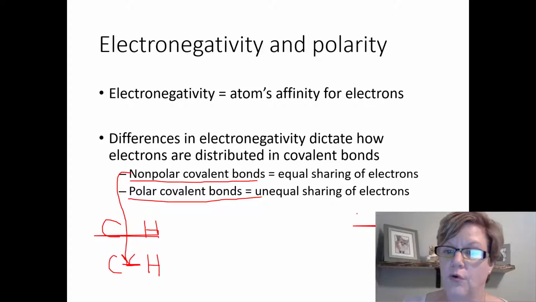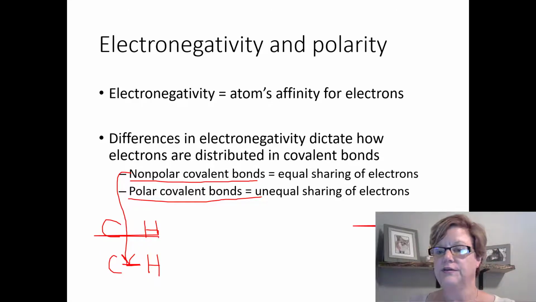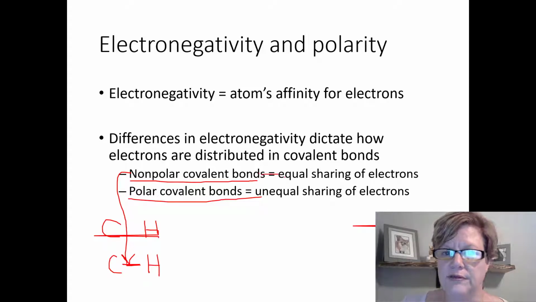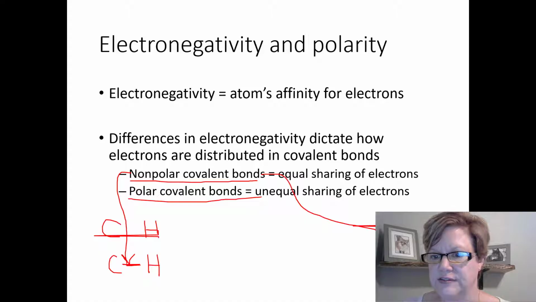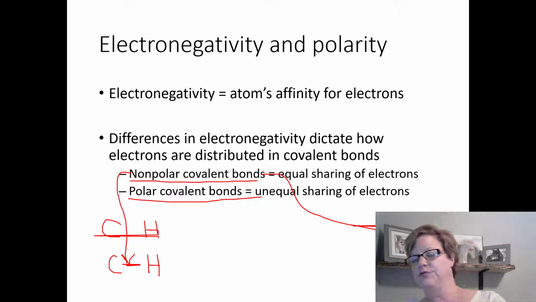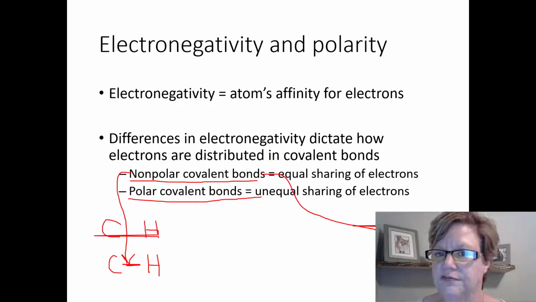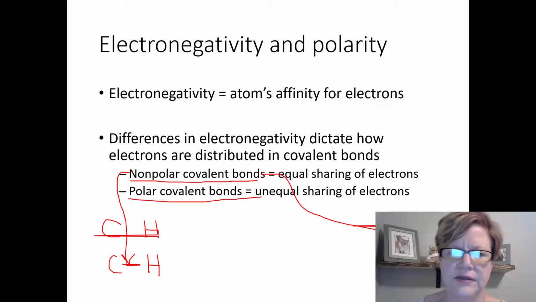Or a bond between oxygen and nitrogen. Even though both of them are very electronegative, they're both pulling really hard. Neither one is going to win. And so that bond would be nonpolar, surprisingly. Because even though they're both pulling hard, neither is going to be able to pull the electrons closer to itself. It's almost like a game of tug of war, isn't it?